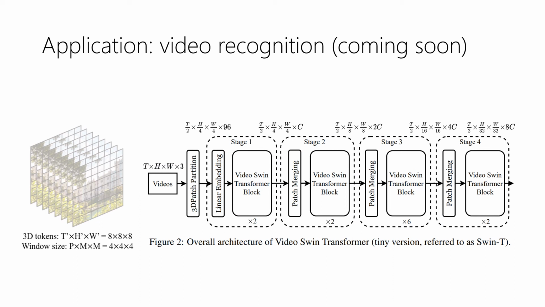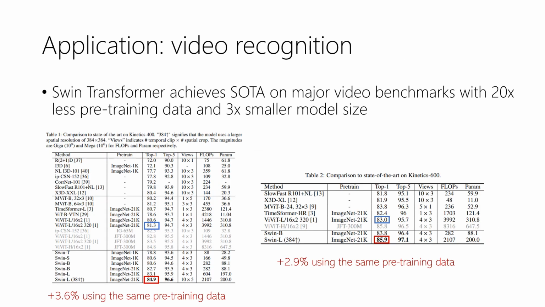Swin transformer not only works well on images, it's also good for videos. We extend the Swin transformer as a video backbone by introducing an additional time dimension. On 2 major video benchmarks, Kinetics 400 and Kinetics 600, Swin transformer achieves SOTA, surpassing the previous best method ViViT by a large margin when using the same pre-training data.